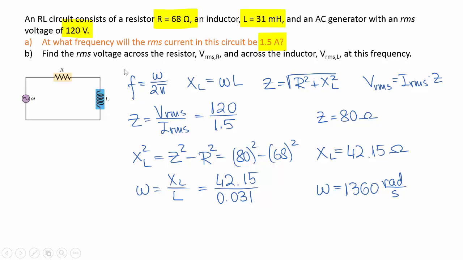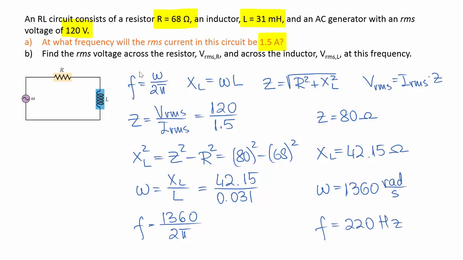And finally, we can go to the first equation and find the frequency. That will be equal to the angular frequency 1360 divided by 2 pi, or 220 Hertz. This is the frequency at which the RMS current in the circuit has a value of 1.5 amps.